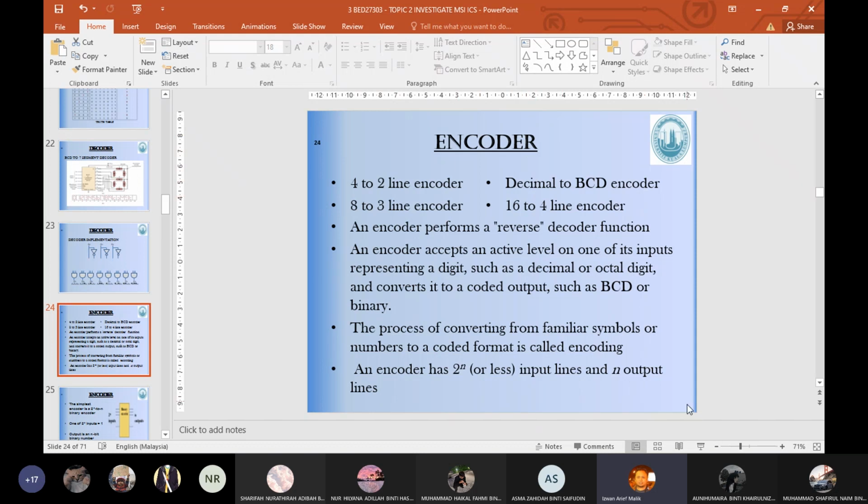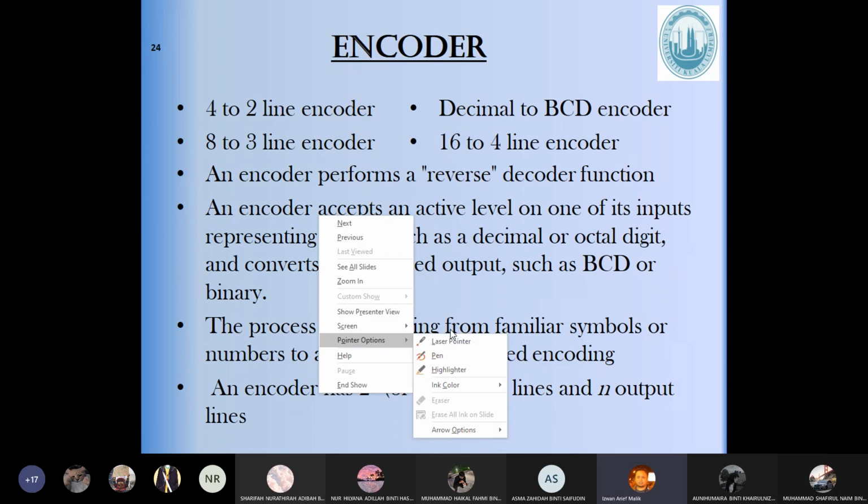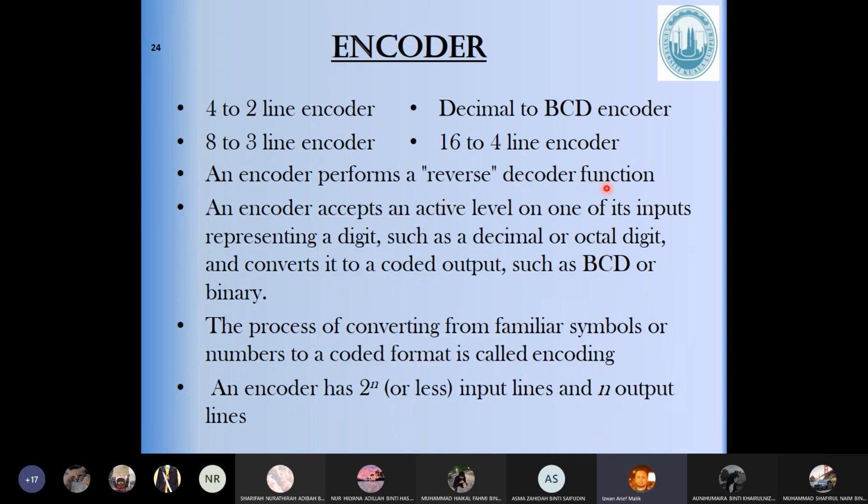So basically, encoder performs a reverse decoder function. Apa yang decoder buat, encoder ni dia terbalikkan. Dia inverse. Dia inverted. Apa sahaja yang decoder buat, itulah encoder. So an encoder accepts an active level of one of its inputs representing a digit such as decimal or octal and converts it to the coded output such as BCD or binary. So terbalik. Decoder tadi kita terima BCD atau binary, hanya satu output akan jadi high. Now, untuk encoder, only one input will be applied, tetapi output dia akan keluar sama ada BCD ataupun binary.